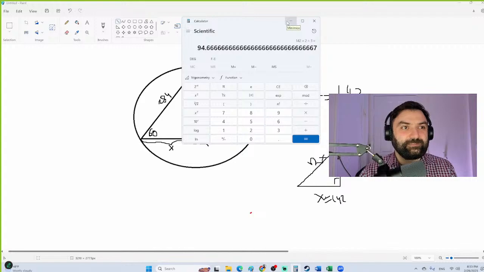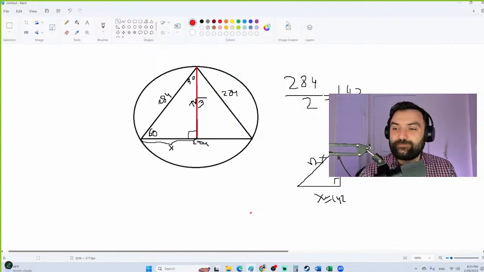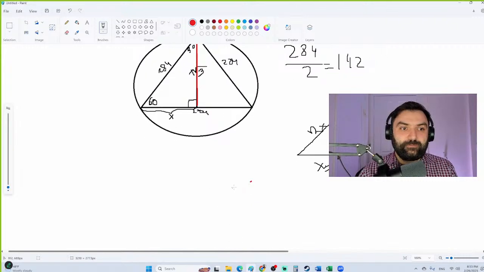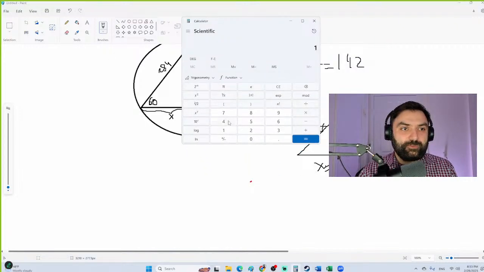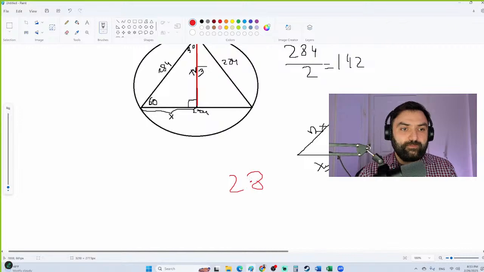Really? 94.6. I can keep it as a fraction, I guess. So what was it again? It was 142 times 2 divided by 3. So 284 over 3, square root of 3.